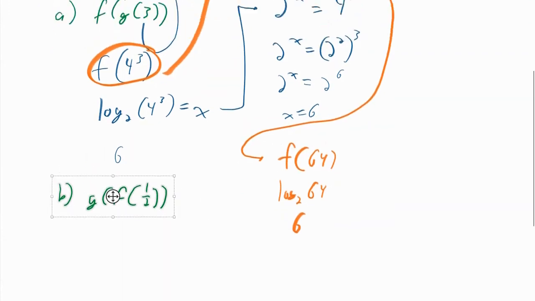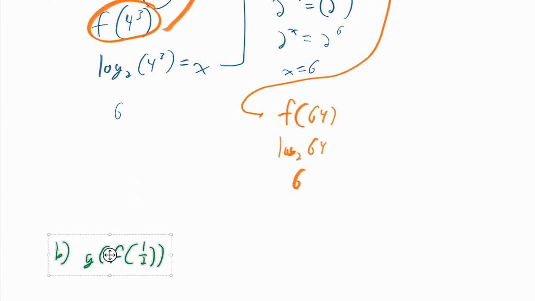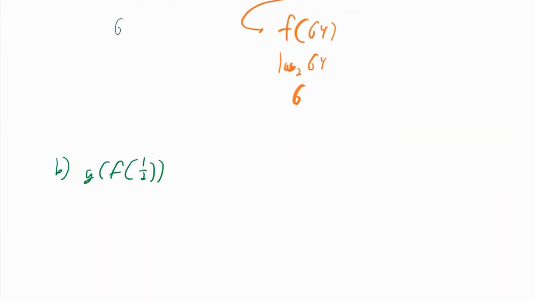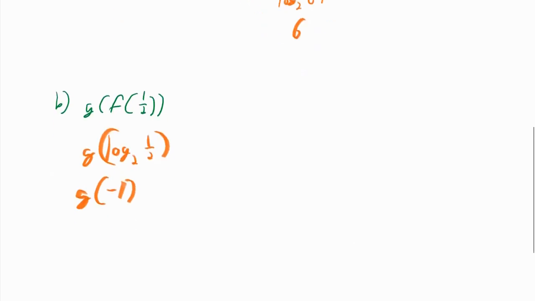Then if I look at f of g of f of 1/2, this is the reverse. So f of 1/2 means to take the number 1/2 and plug it into the function log base 2 of that. So log base 2 of 1/2, and I have g of that. Well, 2 to the negative 1 is 1/2, so this would be negative 1. And then the g function is to make this a power of 4. So 4 to the negative 1, or 1/4.